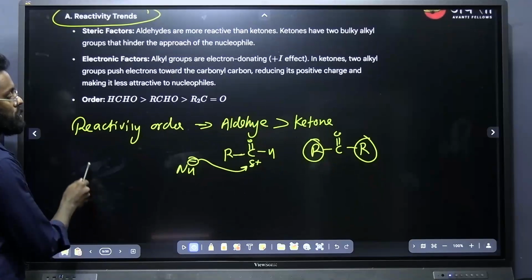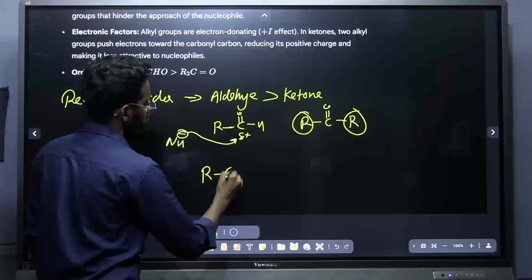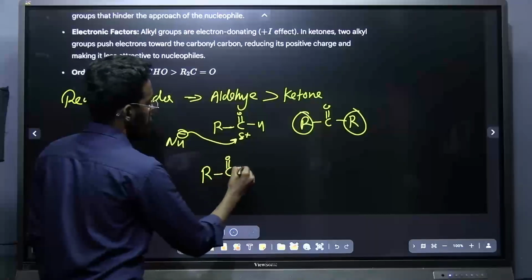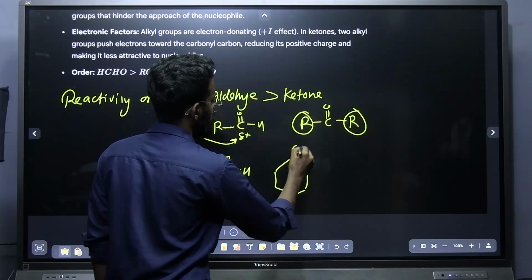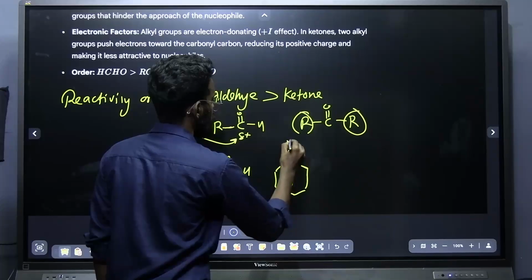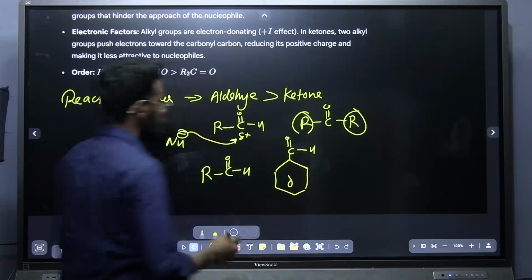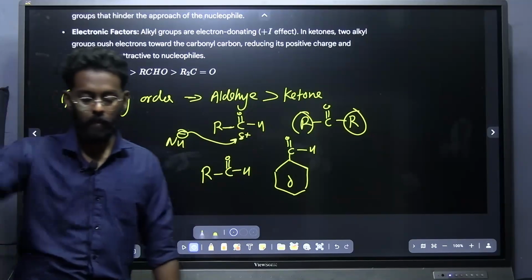But I have one more question. When I am comparing formaldehyde, HCHO, and benzaldehyde, which is more reactive? Both are aldehydes only, which is more reactive? My question for you. Benzaldehyde.